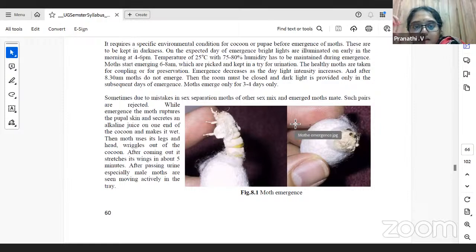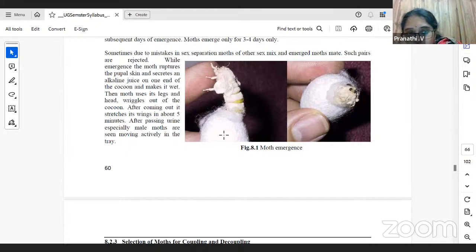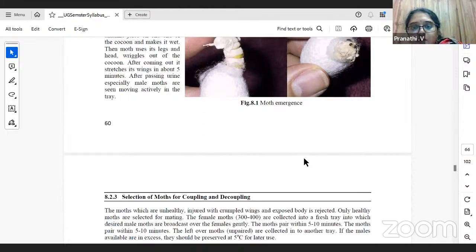When the moth emerges, the pupal skin is ruptured. You have the cocoon over here. The pupal skin is ruptured, secretes an alkaline juice, and at the same time it makes the whole thing wet. Then the moth uses its legs slowly to crawl out and wriggle out of the cocoon. After coming out, it stretches its wings in about 5 minutes. Then slowly, after passing urine, the male moths especially are going to actively move about in the tray.